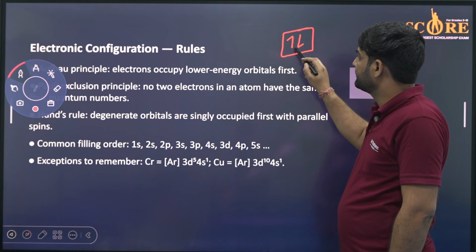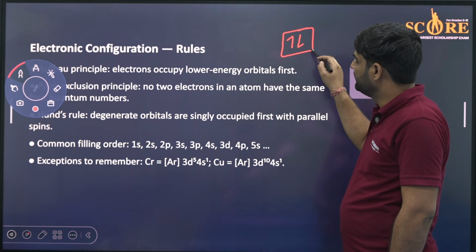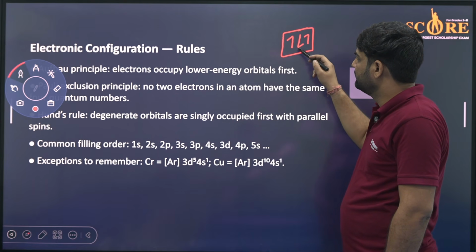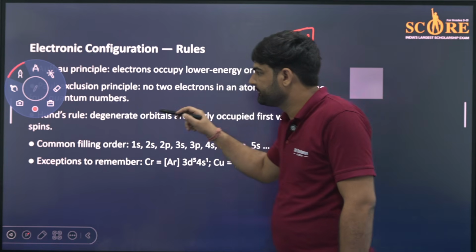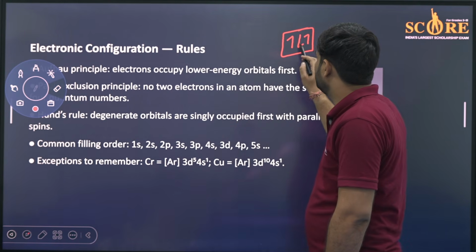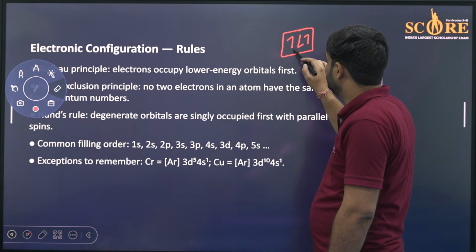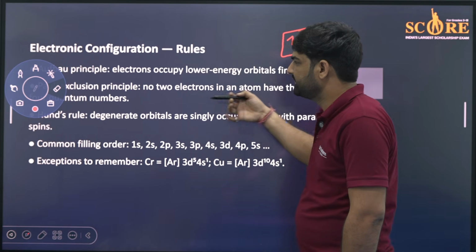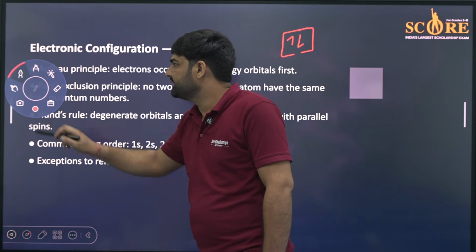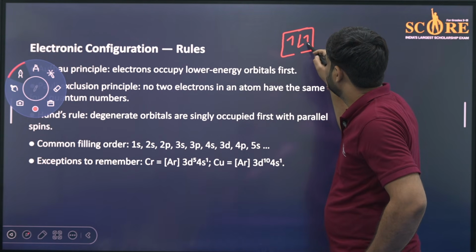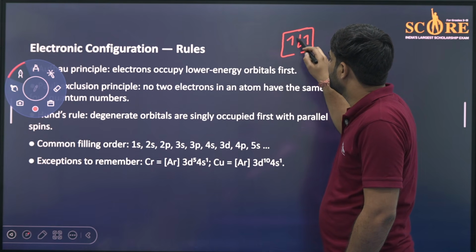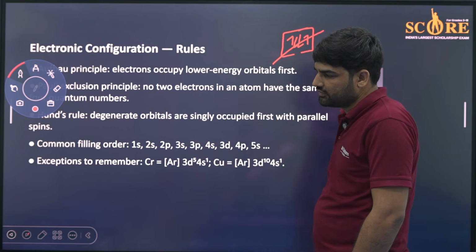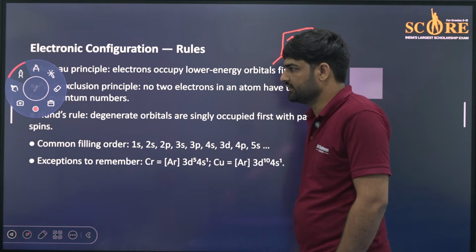It means you can only fill 2 electrons. You cannot fill like this, and also you cannot fill with the same spin. It means if you have to fill more than 2 electrons, then the spin will automatically be the same. So we cannot write this, we cannot write this either. A maximum of 2 electrons with opposite spin should be present.